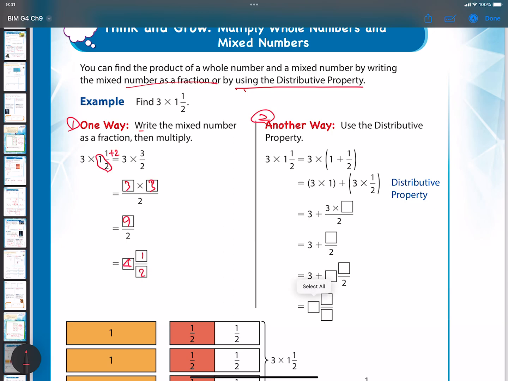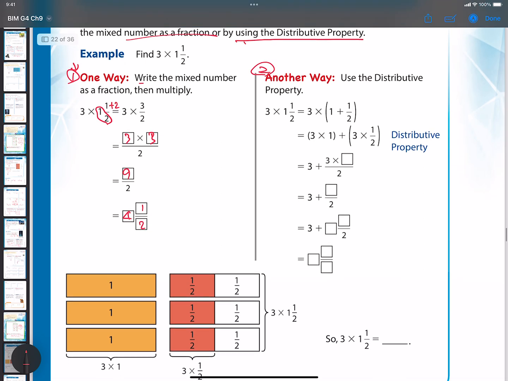Me personally, this is also good. Number 1 is good also. But I prefer number 2, the distributive property. This is easier for me to do mental math. So here we are going to detach this into what?